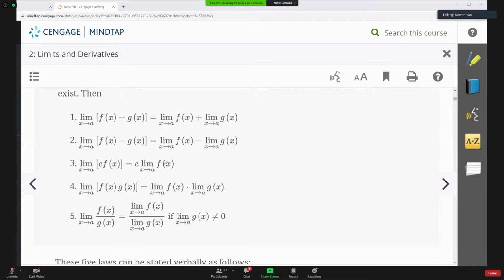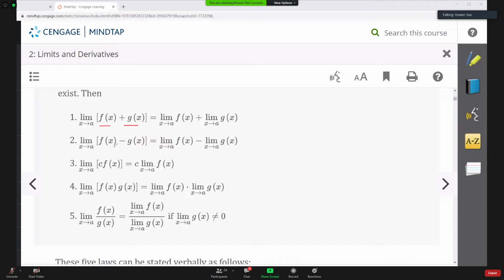Look at the first law. This means you have 2 functions, f(x) and g(x). Now you want to find out the limit of their sum, right? It is the sum of their limits. This is very easy to remember: the limit of the sum equals the sum of limits. Now you know how to find the limit of f(x) and the limit of g(x) as x approaches 3, so you can find the limit of f(x) plus g(x).